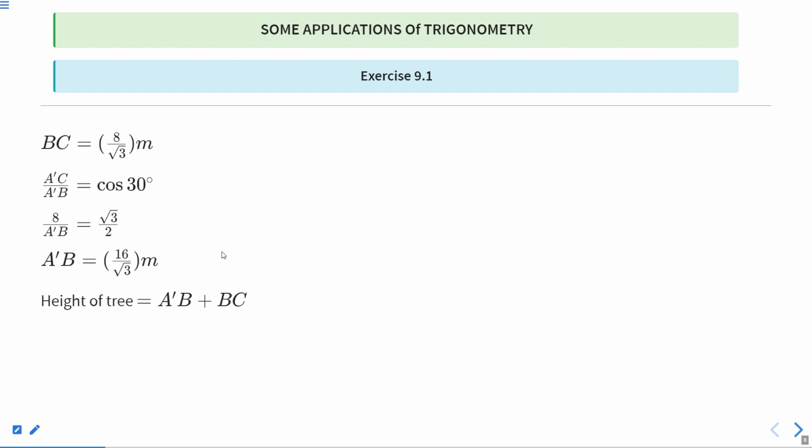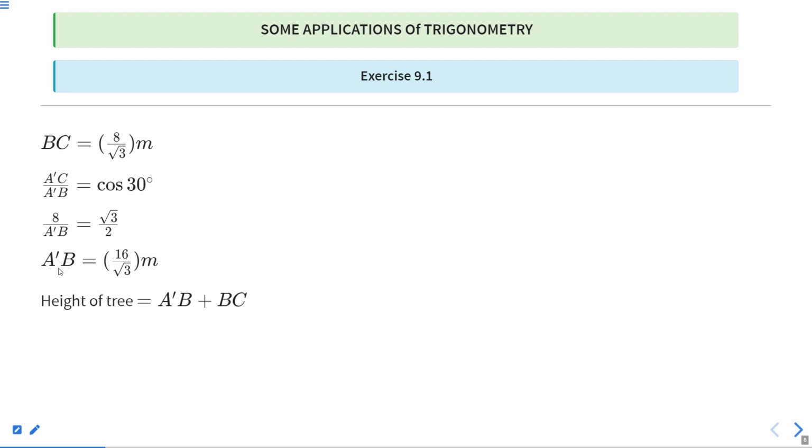Also, cos 30 degrees is equal to A dash C by A dash B, and we are given A dash C equal to 8 meters. So 8 by A dash B is equal to root 3 by 2, since cos 30 degrees is equal to root 3 by 2, which implies A dash B is equal to 16 by root 3 meters. The height of the tree is A dash B plus BC. We get A dash B equal to 16 by root 3 meters, and BC equal to 8 by root 3 meters.